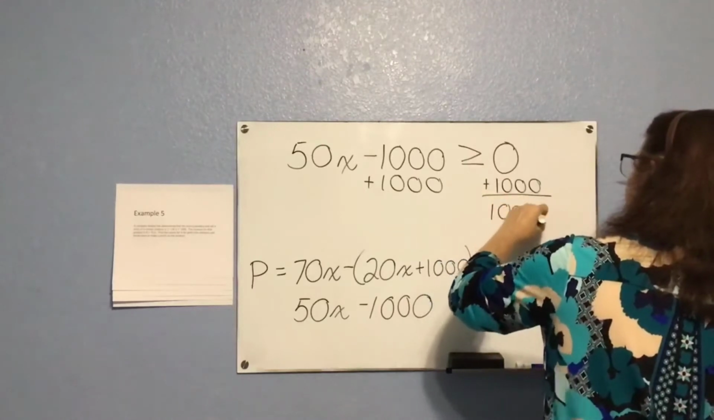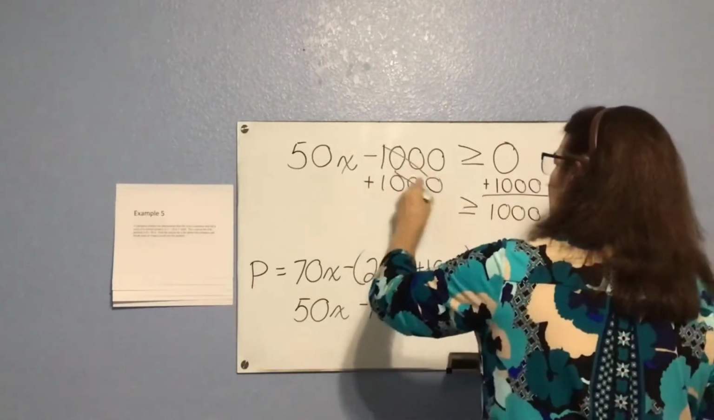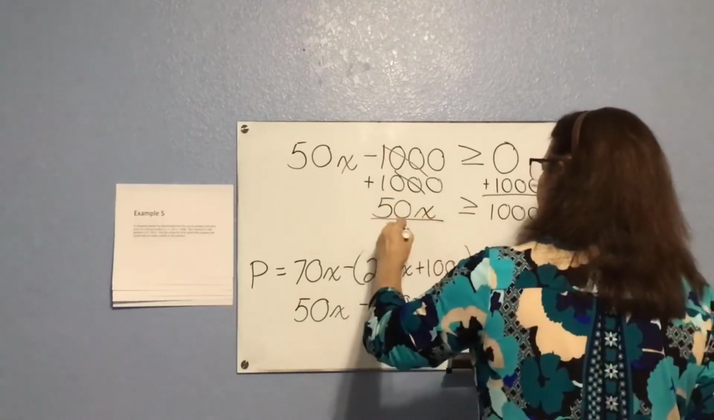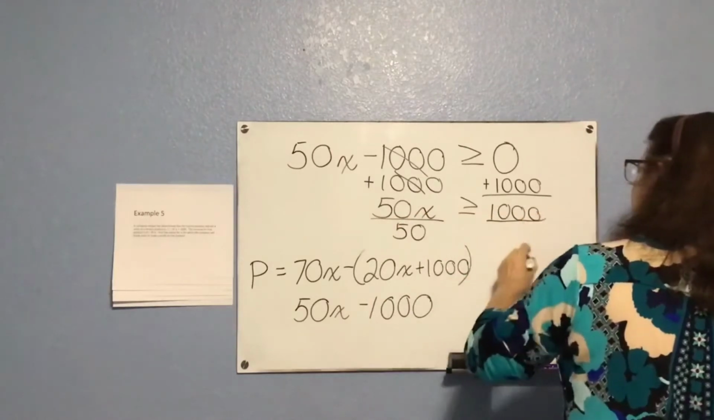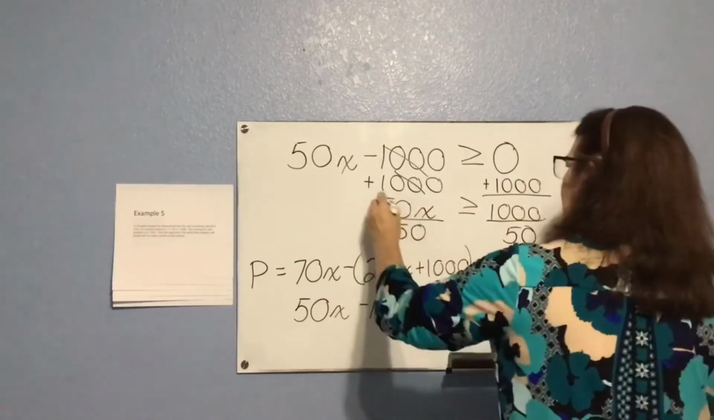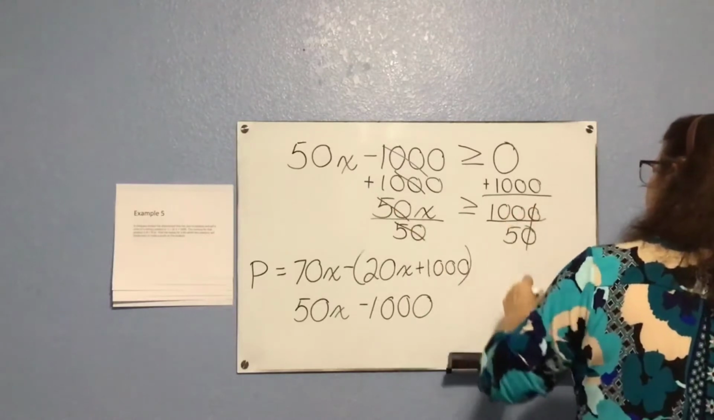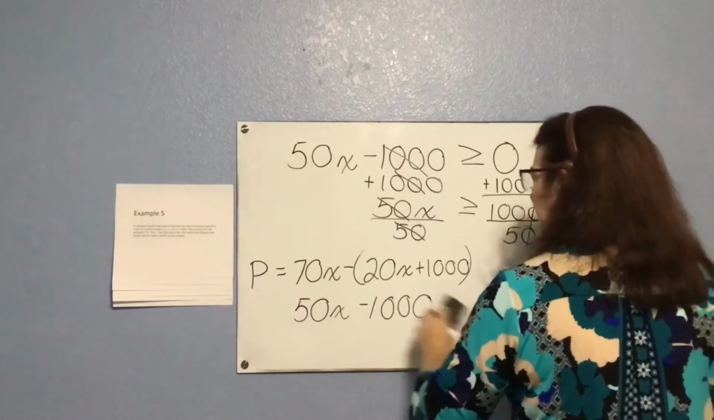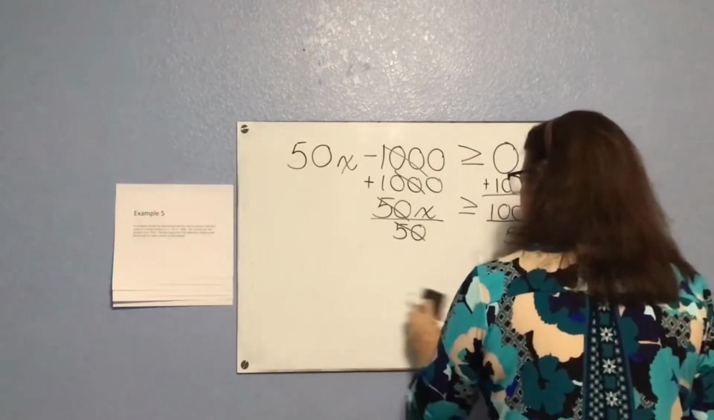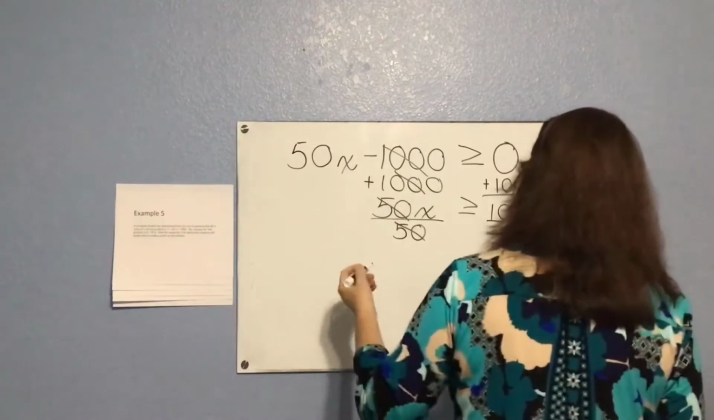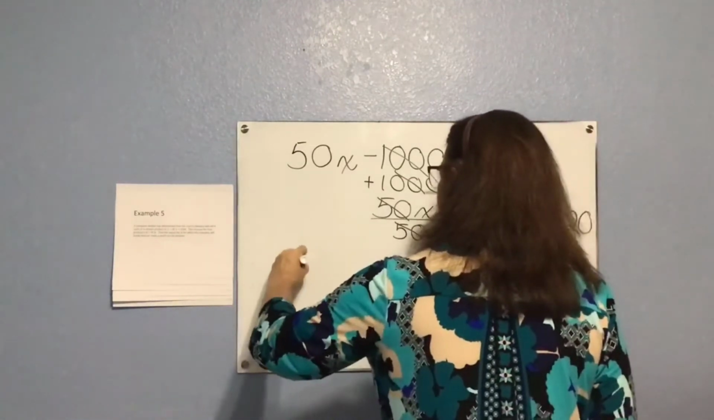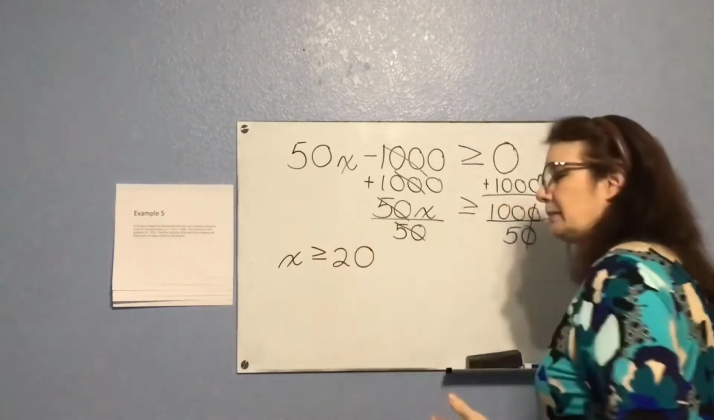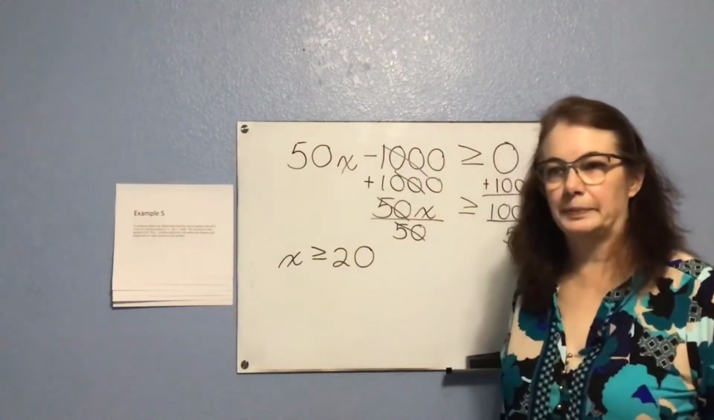So now I have 1,000 over here and 50X here. When I divide by 50, this goes away, all I have is X, and this is 20. So my answer is that x has to be greater than or equal to 20. I have to make at least 20 units to make a profit.